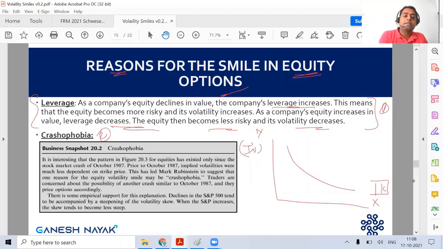The second reason is crashophobia. Now this crashophobia is primarily from the 1987 market crash, after which we can see equity products showing this kind of volatility smile. There is one researcher, Mark Rubinstein, who has connected this behavior to the crash: before October 1987, we could not see such behavior. But after 1987, we have been able to see this because the market is afraid of the next crash. So they price the product slightly higher for the lower equity side. You can read this section. Traders are concerned about the possibility of another crisis, and hence they mark the price slightly higher for the product or situation where the stock price will go down. That has been covered. The second reason.